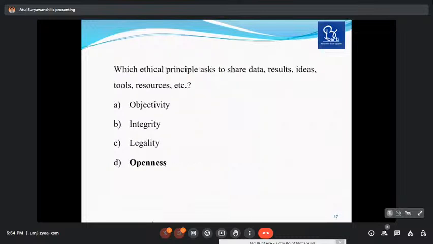Let us turn towards the next slide. Which ethical principle asks to share data, results, ideas, tools, and resources? It is not objectivity, integrity, or legality. It is openness. Openness to all. Research should not be a secret and private activity, remember. This is the ethical principle that we should share the data with others. Research should be quite clear and open. There should be no hiding in the research.